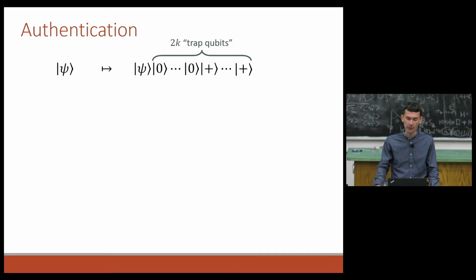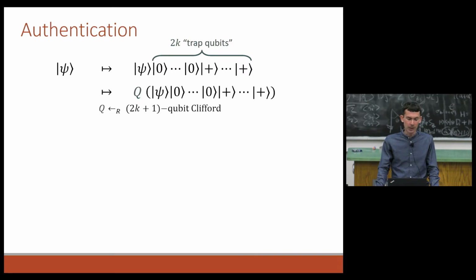So the first step is to do that. And then the second step is to apply a random Clifford circuit to all 2k plus 1 qubits. For states of that particular form, you can think of these two operations as similar to if I had concatenated random BB84 states and then randomly permuted everything. So it's basically going to have the same effect. It's another way to think about it.